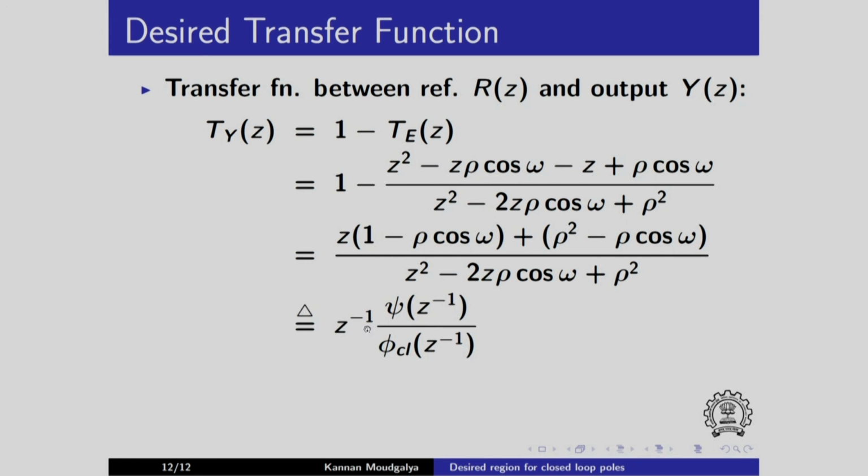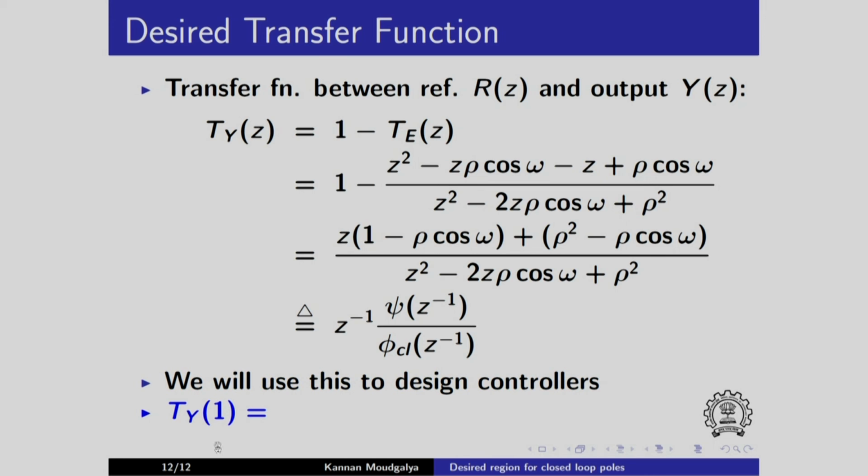This can be written as Z to the power minus 1 into C of Z inverse divided by phi_CL of Z inverse. All that I have done is I have divided both numerator and denominator by Z squared to get an expression in powers of Z inverse. Because there is one extra Z here, it appears as Z to the power minus 1. We can use this to design controllers. One can see that this is the closed loop characteristic polynomial. We can use this to place the poles.